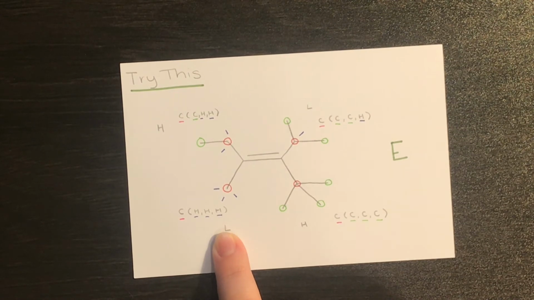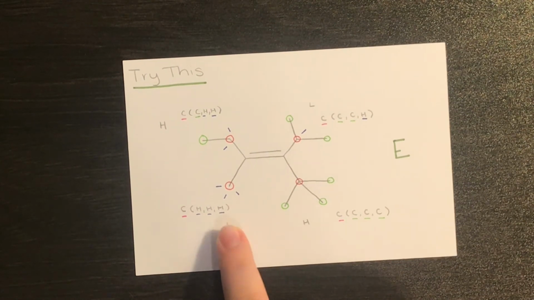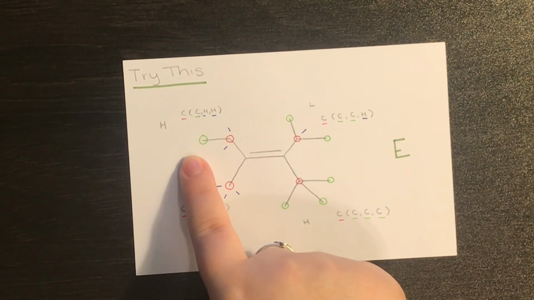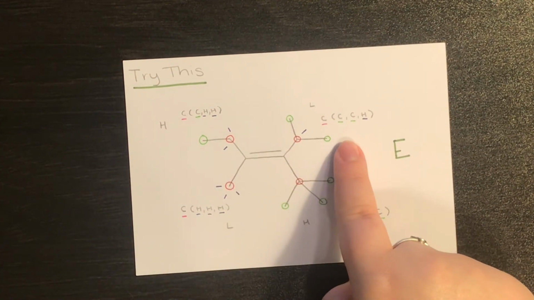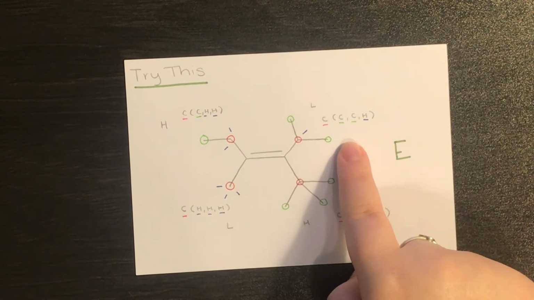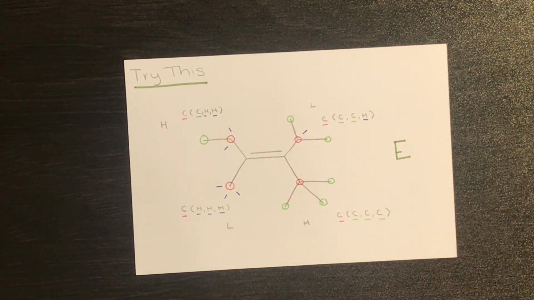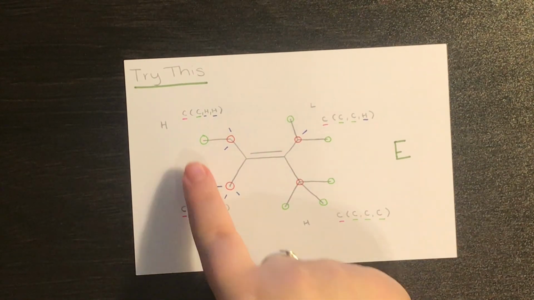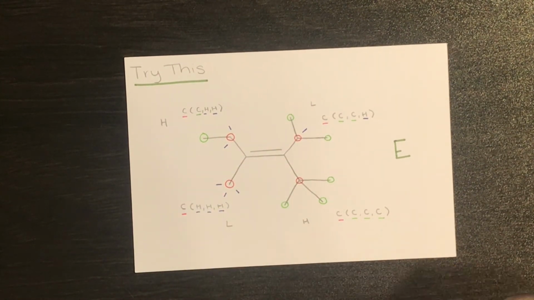We can determine this is the lower prioritized group and this group has the higher priority. This top group has only 2 carbon connections, whereas this group has 3. Therefore, we can see that this bottom group is prioritized higher than the top group. Because our highly prioritized groups are on opposite sides, we can say that this alkene will be assigned E.